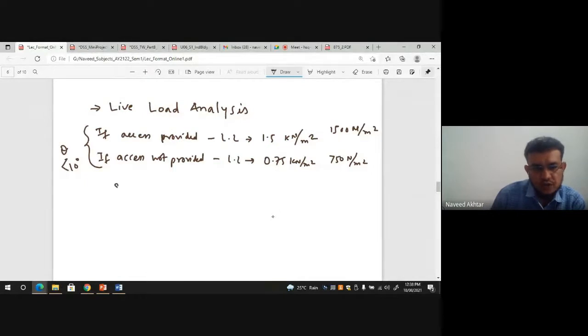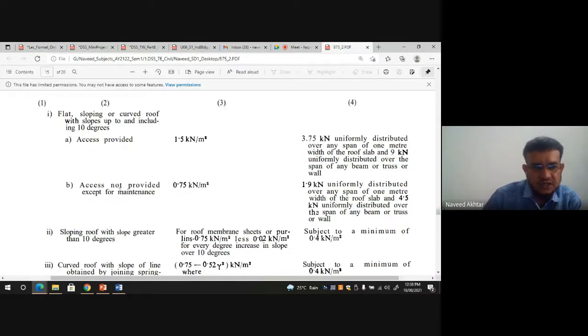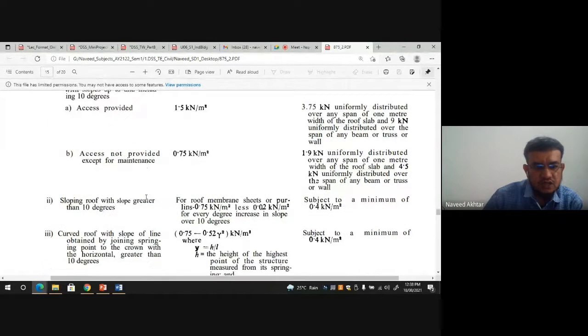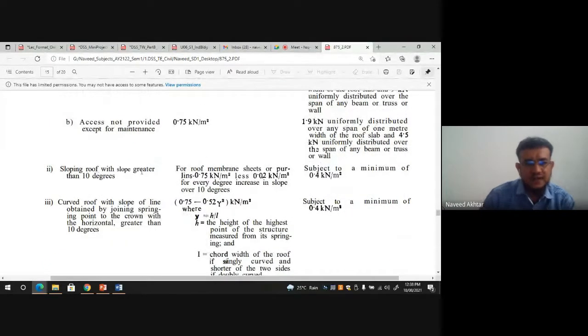The slope in our case, theta is equal to 18.43 degrees. That is greater than 10 degrees. So what do we have to do? You can see here, if access is not provided, the sloping roof has a slope greater than 10 degrees.